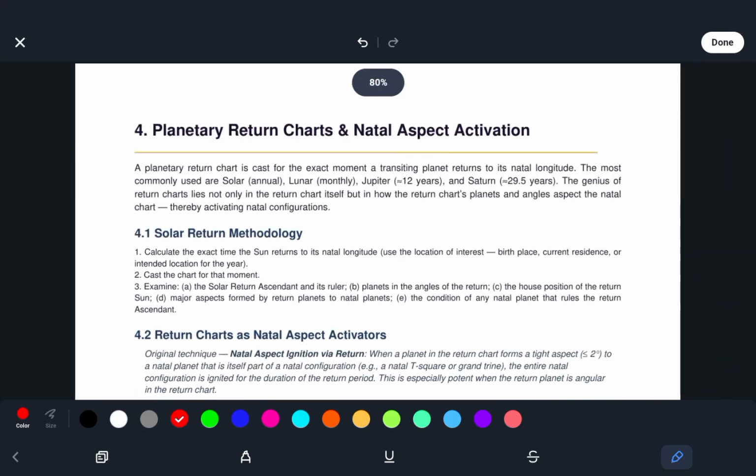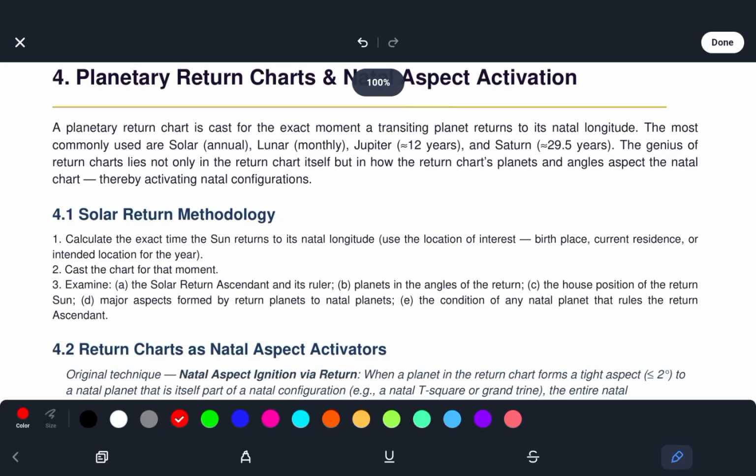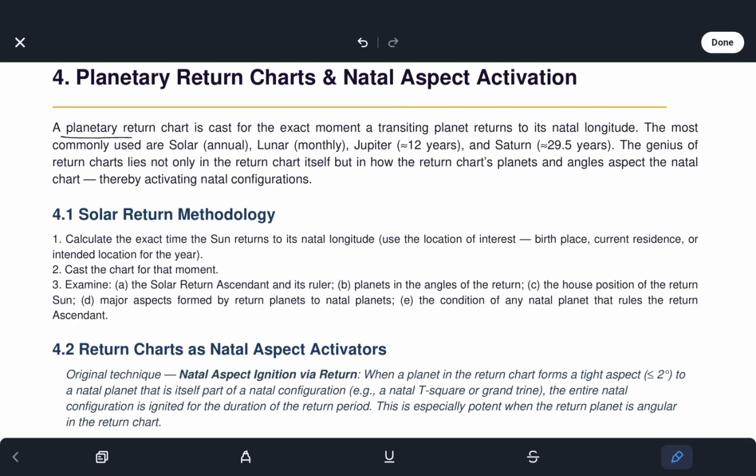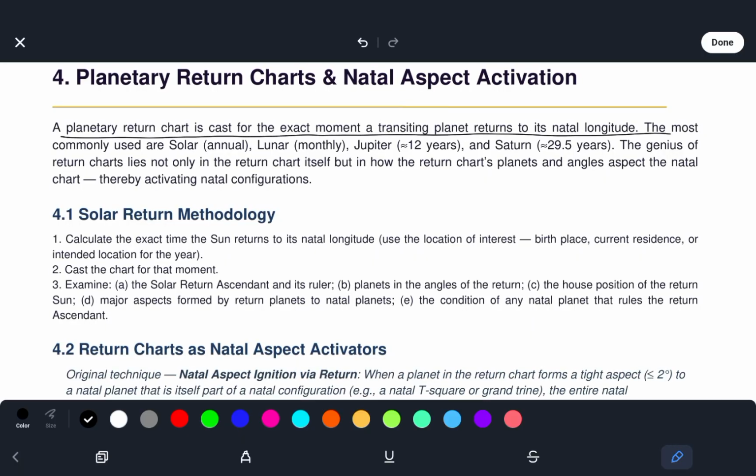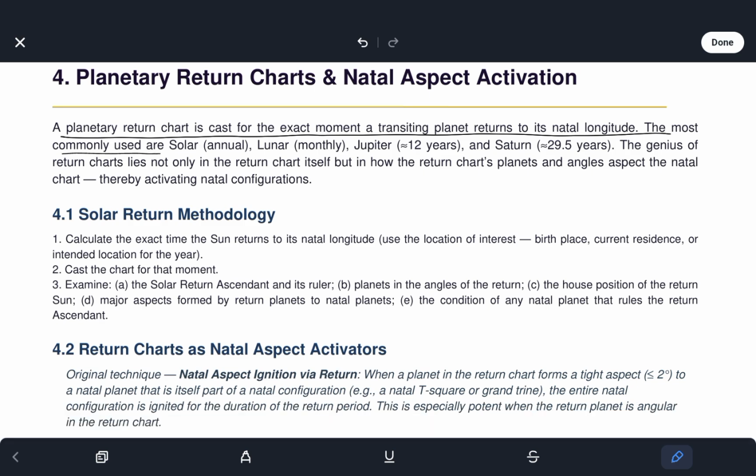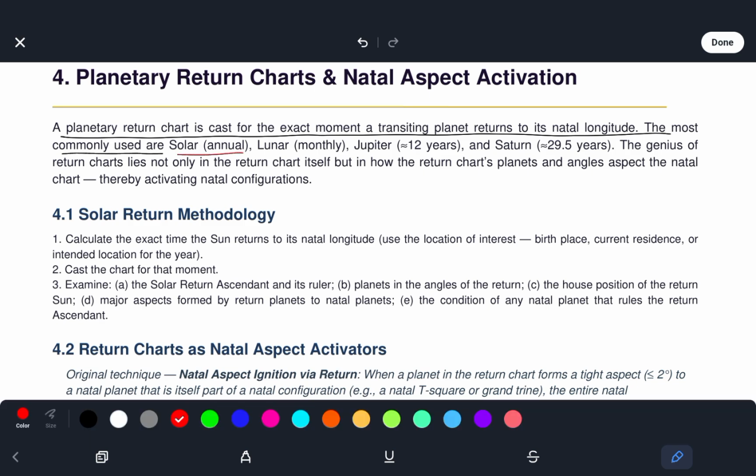And so, planetary return charts. The planetary return chart is cast for the exact moment a transiting planet returns to its natal longitude. Most commonly used are solar, which is annual, lunar, which is monthly, Jupiter, which is 12 years, and Saturn, which is 29.5 years. So the genius of return charts lies not only in the return chart itself, but in how the return chart's planets and angles aspect the natal chart, thereby activating natal configurations.